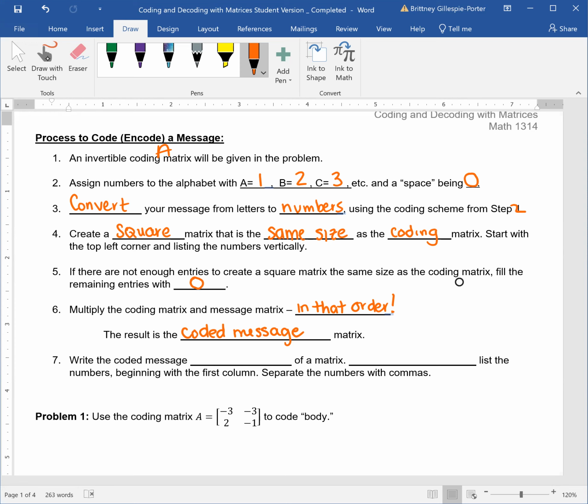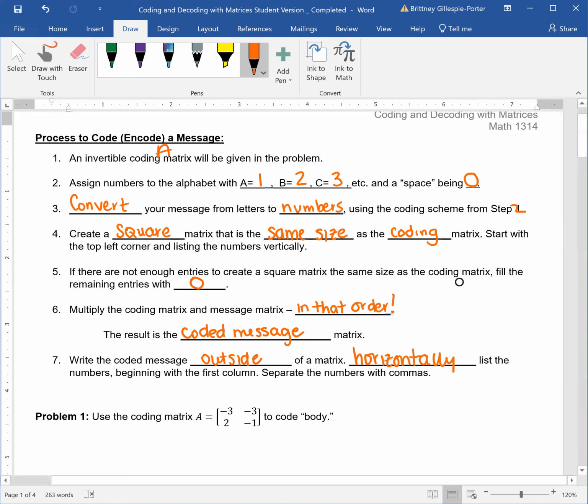Okay, you need to write your coded message outside of a matrix. You're not going to leave your answers in a matrix. And then you are going to horizontally list. We already vertically listed. Now we have to undo it. Horizontally list the numbers beginning with the first column.